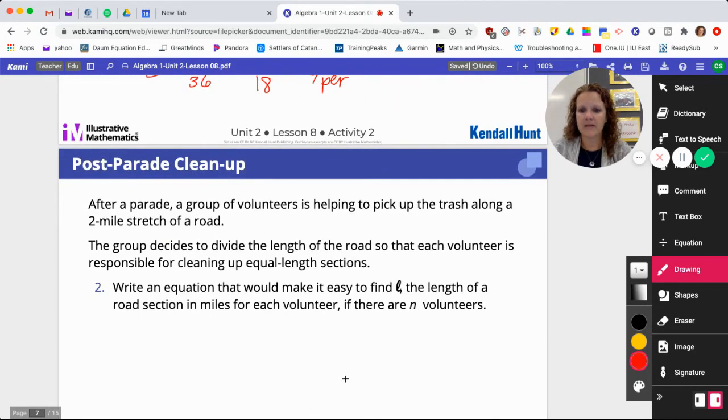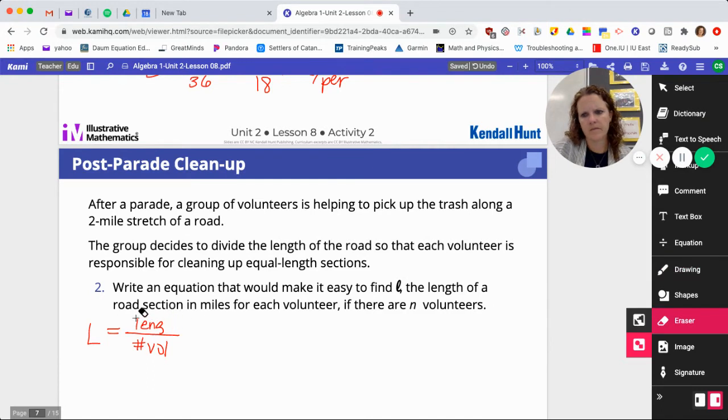After a parade, same thing. So now we're going to write an equation that would make it easy to find L, the length of road, if there are n number of volunteers. So we did L equals full length over the number of volunteers. I shouldn't use length again. Yeah, total length of road.